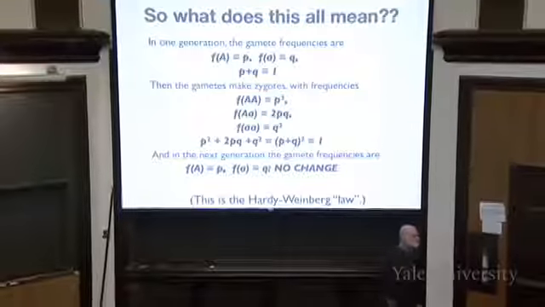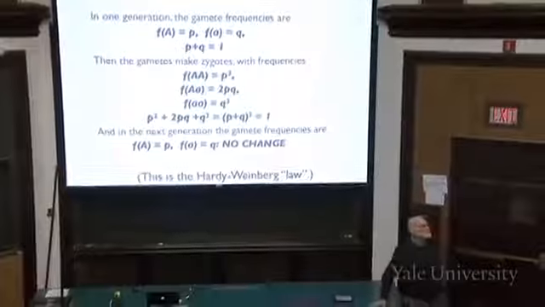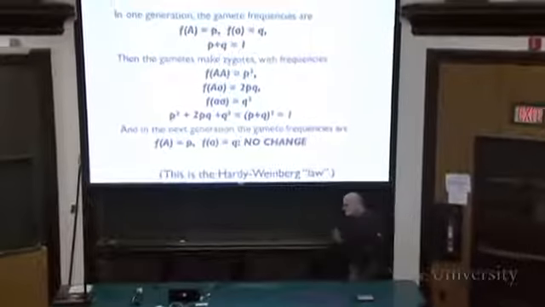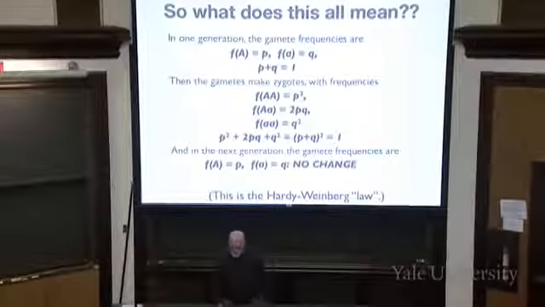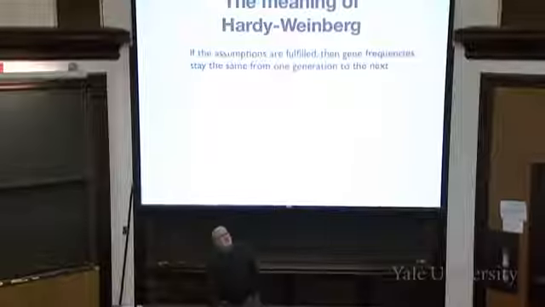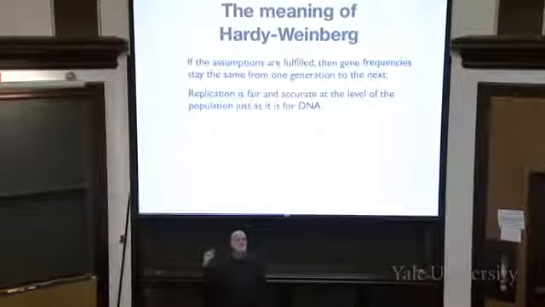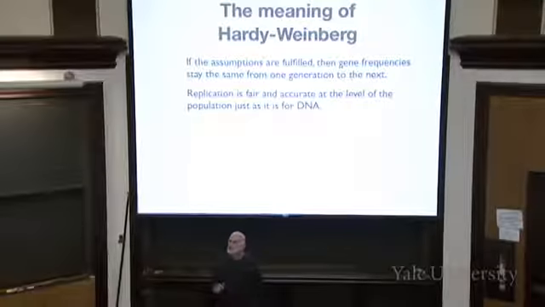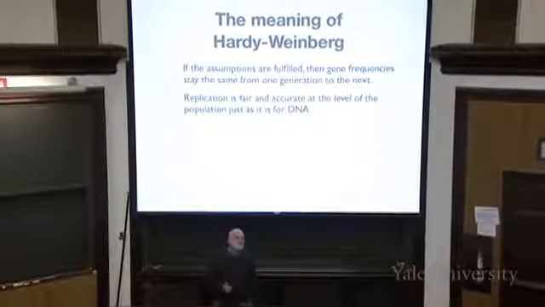It's kind of funny that you would place a lot of emphasis on a law that says that nothing changes. But in fact, it's extremely important because it means that at the level of a population, genetic information doesn't disappear. The gene frequencies stay the same, and that means that the population gets replicated. The whole population gets replicated. That allows information to accumulate.